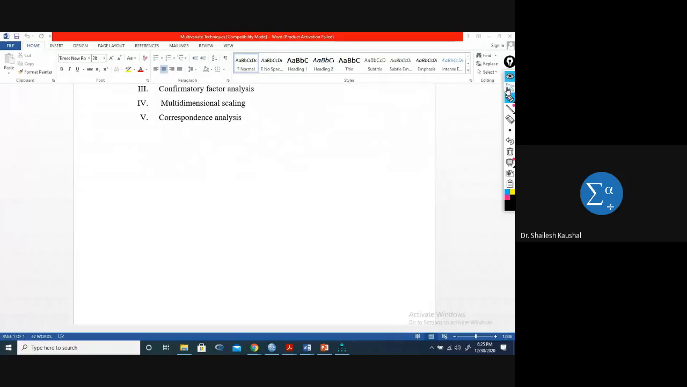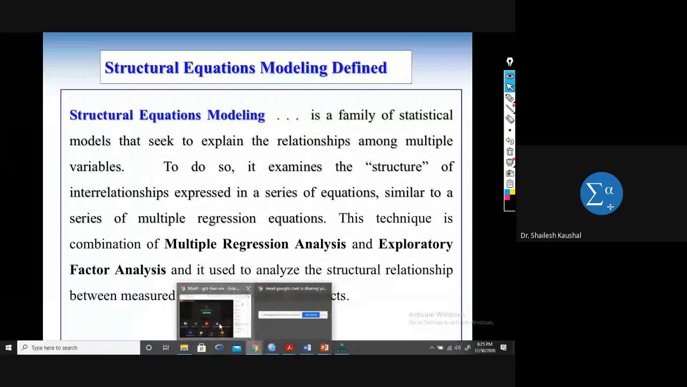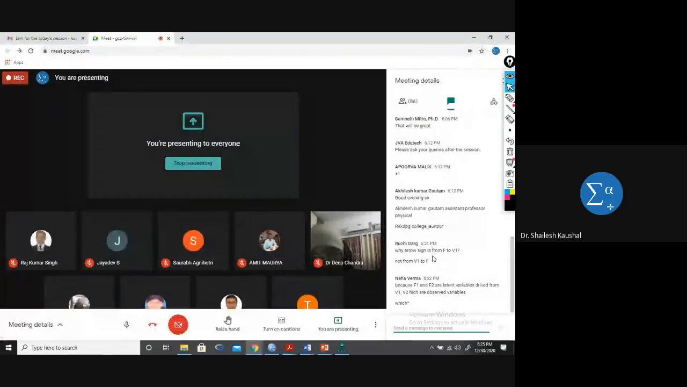Now I am taking some slides to explain the basic things. I think it is visible to you. Can you see?